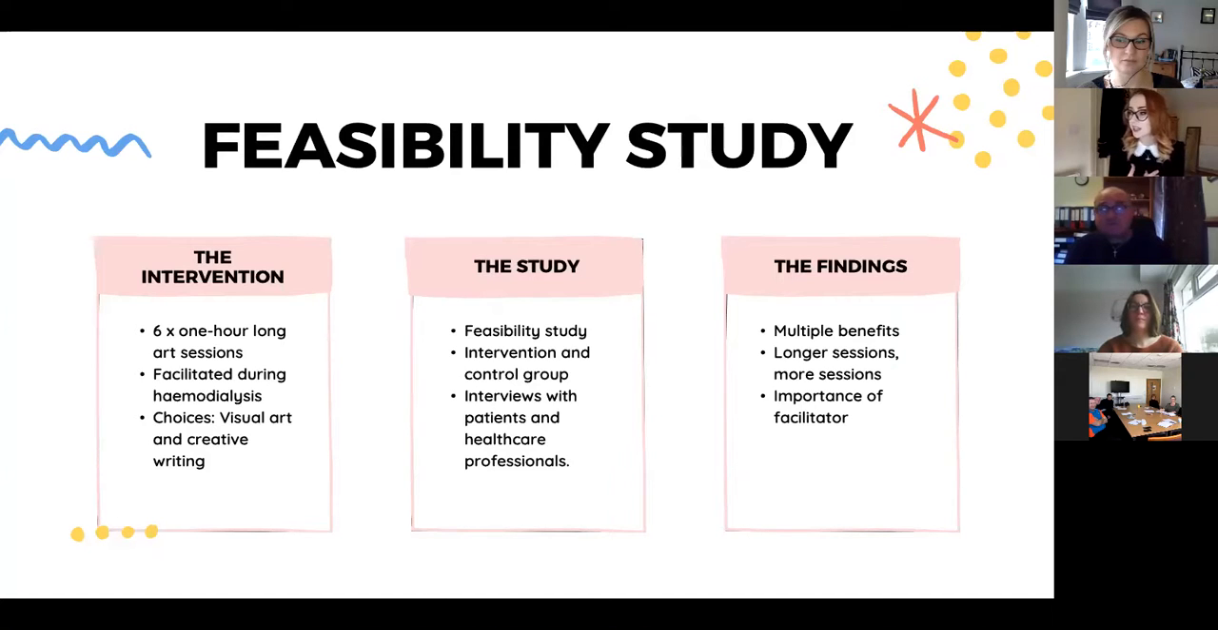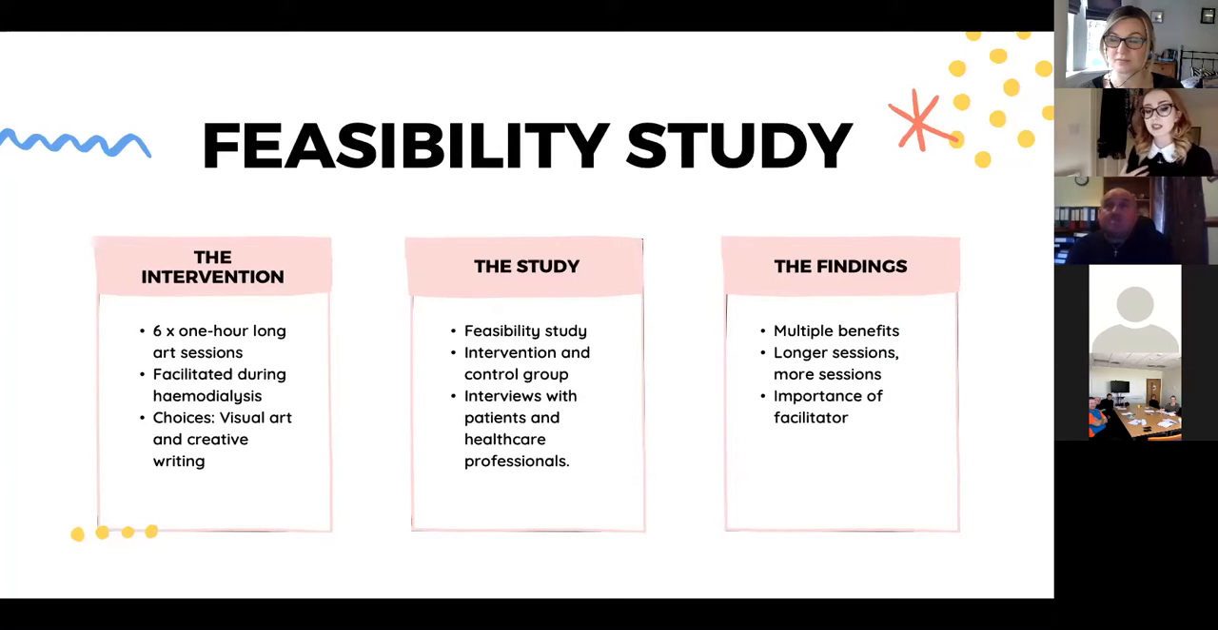The intervention that we then developed involved six one-hour-long, one-to-one facilitated ART sessions at the patient's bedside during hemodialysis. These happened twice a week over a period of three weeks. Each participant got their own ARTS pack that contained all of their materials, like I mentioned, to maintain infection control. Patients could choose between either creative writing or visual arts, and then they could choose different types of creative writing and different types of creative visual art. Every session had a focus on skill development, because that linked into the theory that we were using, which was the theory of flow.